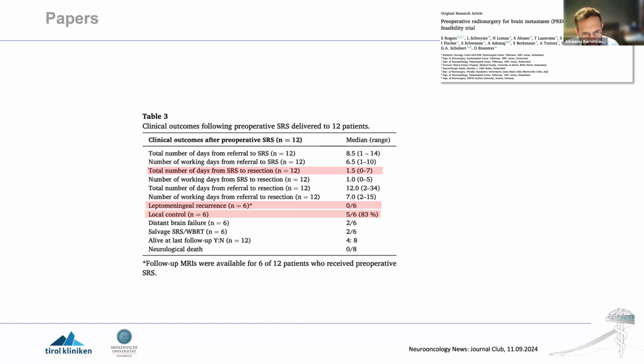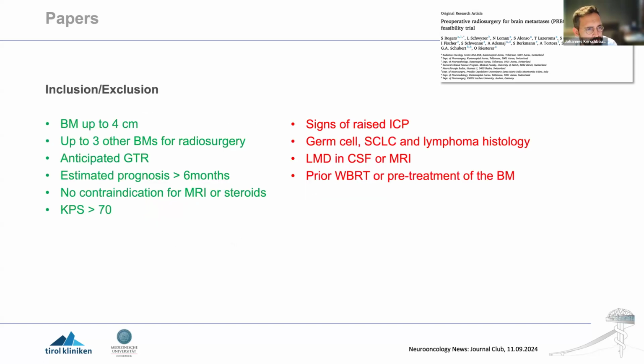And as I stated earlier on, this trial is completely not powered for outcome measurements, but descriptive. Also here, we see no leptomeningeal recurrence in that limited data set, and good local control as well with 83%. So just shortly, the inclusion-exclusion criteria: mets up to 4 centimeters in diameter. Could be used also in multiple metastases. They included up to 3 brain mets, all 3 treated radiosurgically, 1 resected.